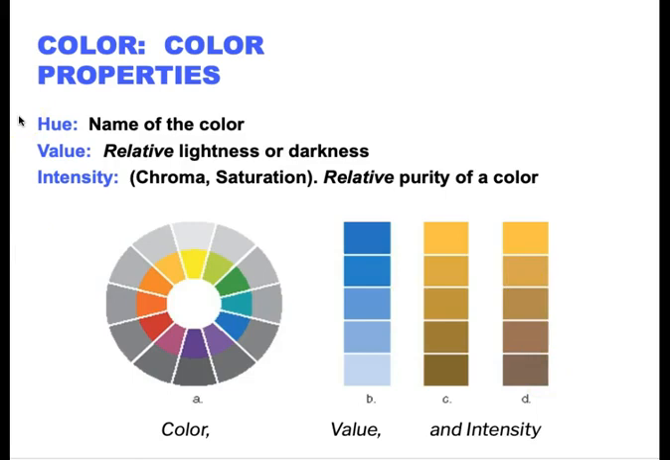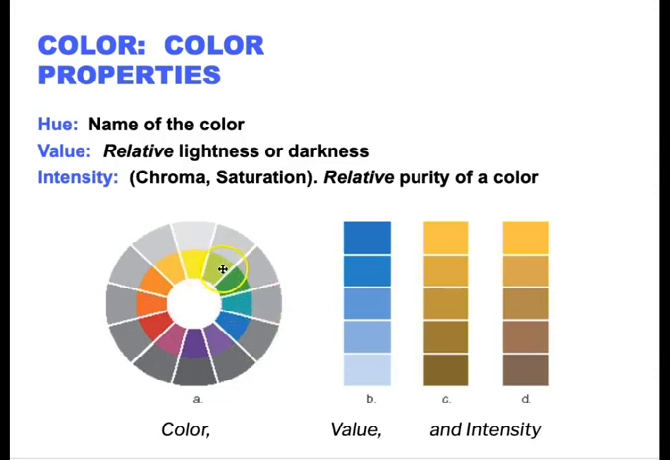Hue is just the name of the color. So if you say red, you've named its hue. Just a fancy word for color. Value is the relative lightness or darkness, like I just showed you. And then intensity is the relative purity of a color. The purer the color, these on the color wheel are the purest you can get of those colors, right? They are pure, meaning they have not been mixed with anything else.